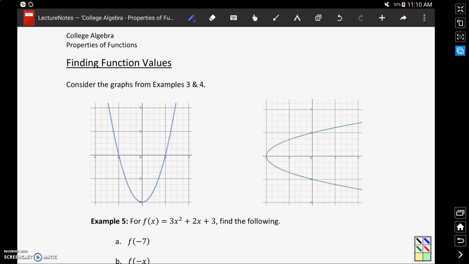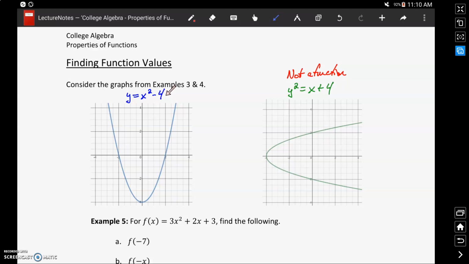If we look again at the graphs that we saw in examples 3 and 4, we first had the graph of y equals x squared minus 4, and then the graph of y squared is equal to x plus 4. What we already established was that this second graph is not the graph of a function. So even though we can represent this graph with an equation, we can't apply any function notation or any of the properties of functions to this equation.